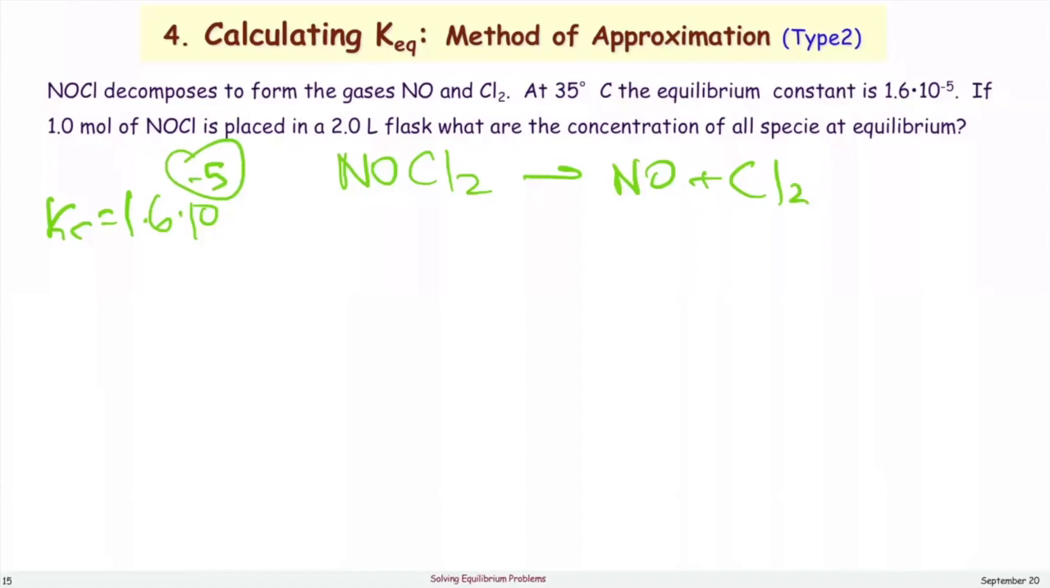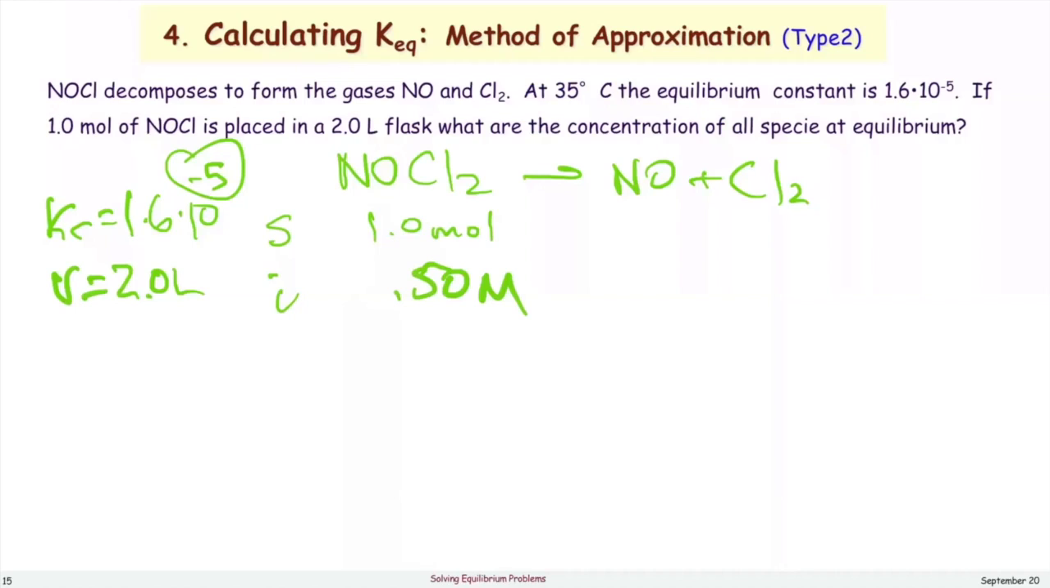Okay, so what we have is NOCl2. It decomposes. 1 mole of NOCl. So the initial starting is 1.0 mole. The reason why I put S there is because that's the starting moles. Remember that in the ice table, it's molarity. You have to express it in molarity. The volume here is 2 liters. So the initial really is 1 divided by 2, 0.50 molar. Okay, you have to convert it to molarity.